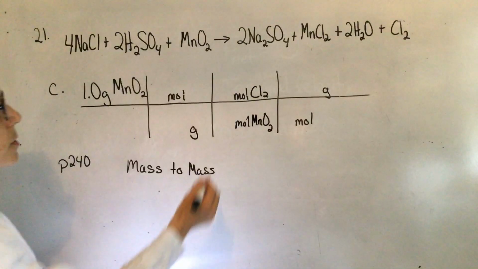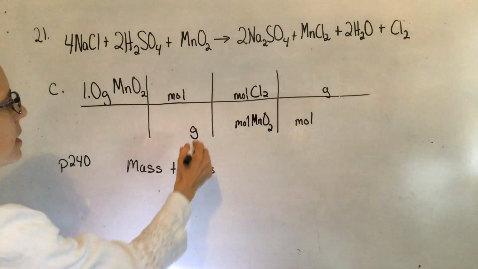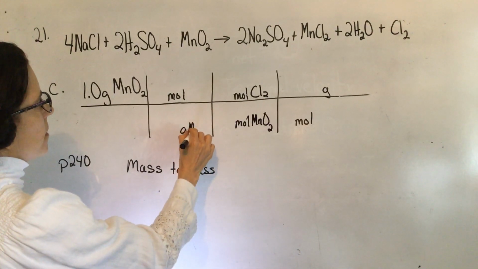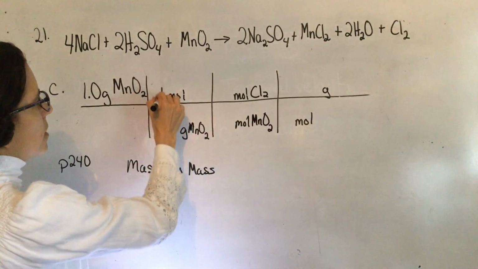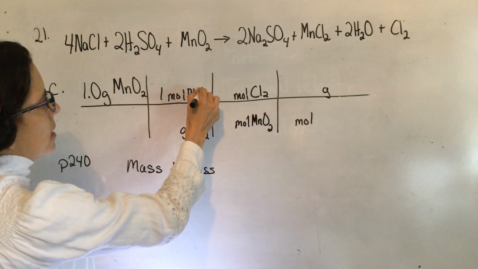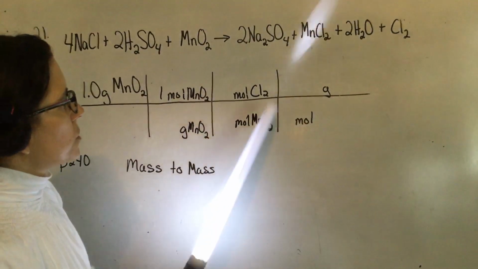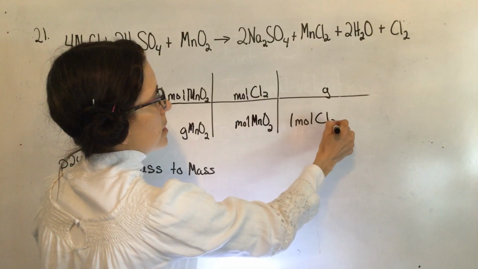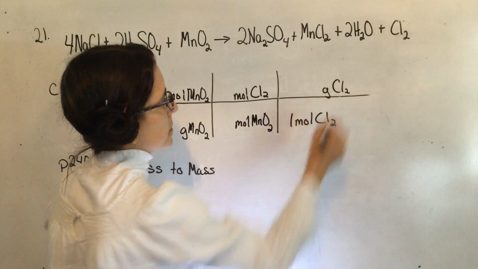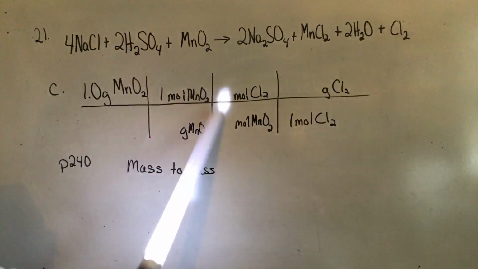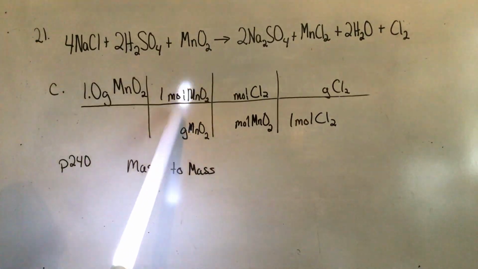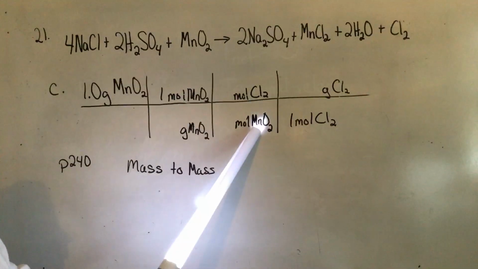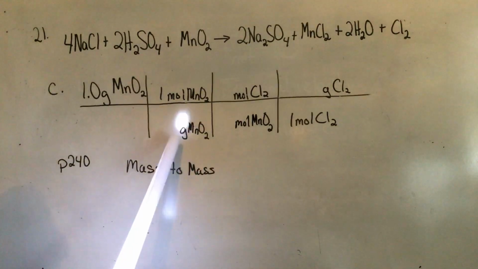All right, so I'm going to put that there, and I'm going to put in the other substances. I need a little bit more room here. Manganese oxide to 1 mole of manganese oxide, mole to mole. Moles of chlorine, now I'm changing the substance to grams of chlorine, all right? But now we still have to put the numbers in front, all right? So grams to mole, mole to mole, mole to grams, okay?